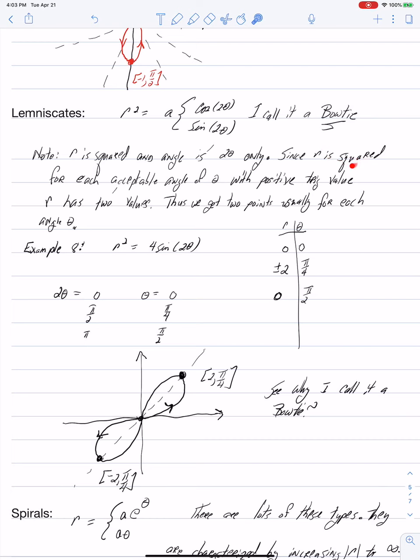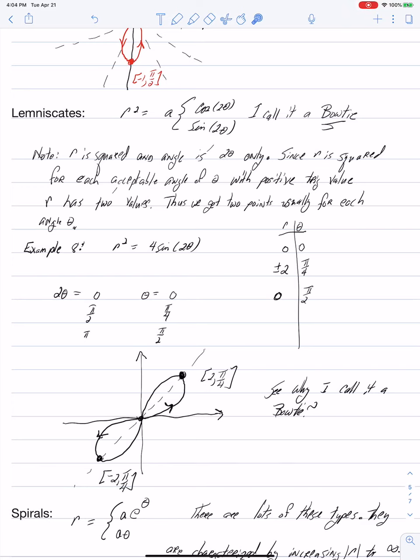Since r is squared, then for each acceptable angle of theta, that is where the right-hand side has a positive value, r is going to come up with two values, both positive and negative. So what that means is we actually trace out two parts of the curve at once. In other words, r is plus or minus the square root of 4 sine 2 theta. 4 sine 2 theta must be greater than or equal to 0 for that to make sense at all. But for each value of theta, we end up with two values of r.